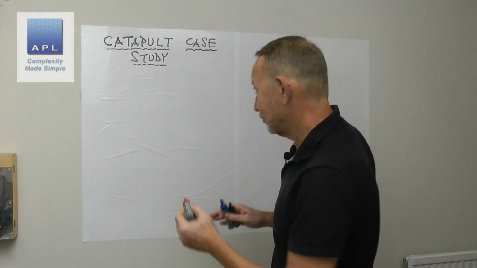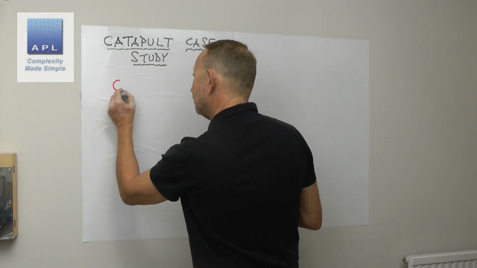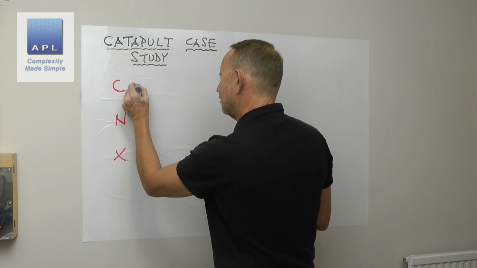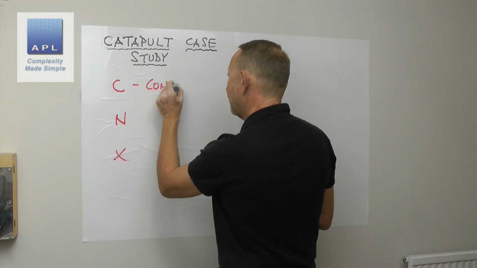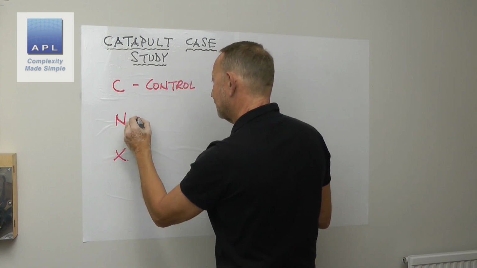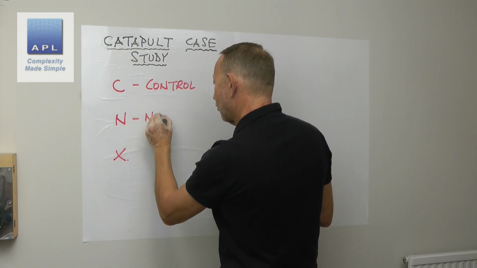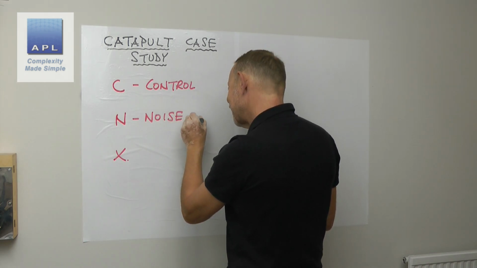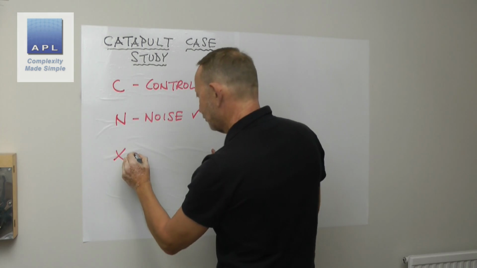Okay, so there you have it. The addition of C, N, X. C is controlled variables. You can leave these alone. N is uncontrolled, or noise. They're the ones that you need to fix.